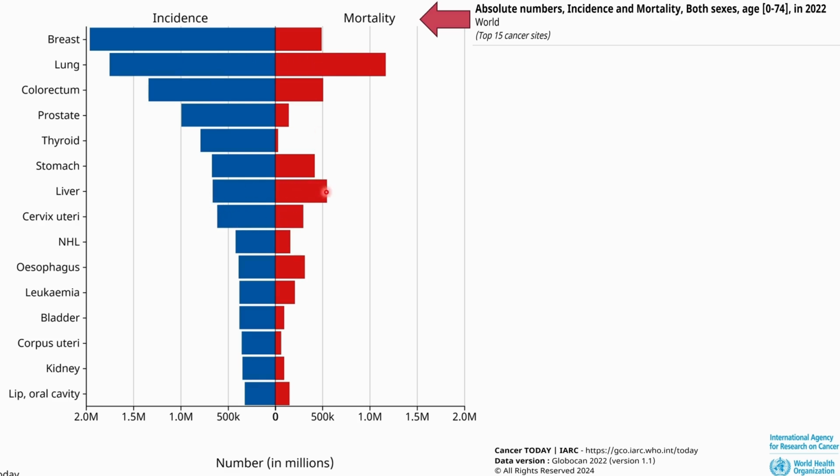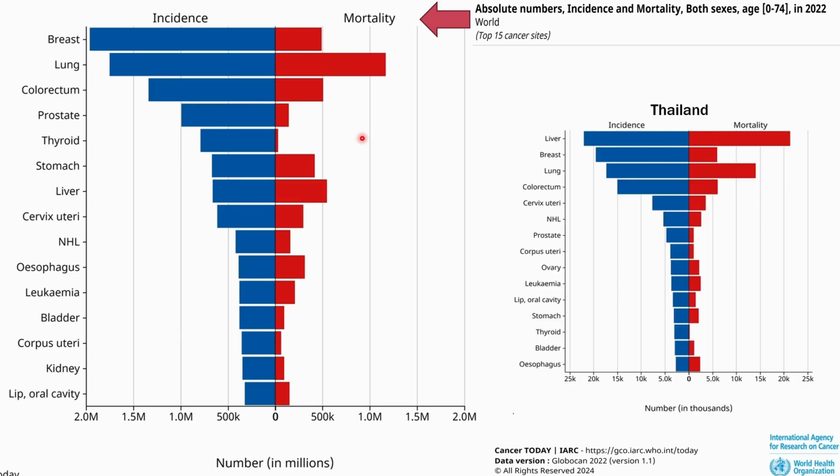Similarly, with liver cancer, over 500K will get the cancer, and nearly 500K will die. So these cancers are dangerous. They don't have the same mortality rate. Some cancers can be treated and cured.